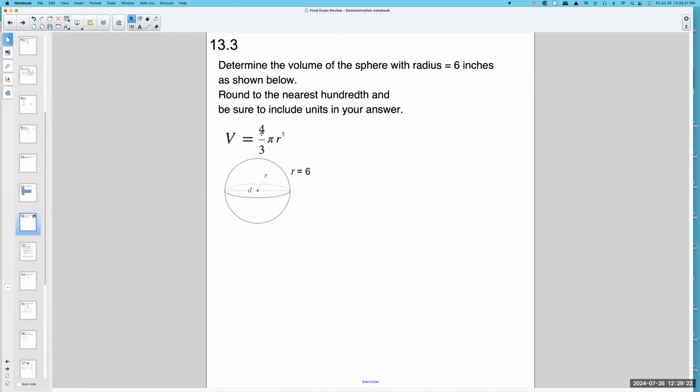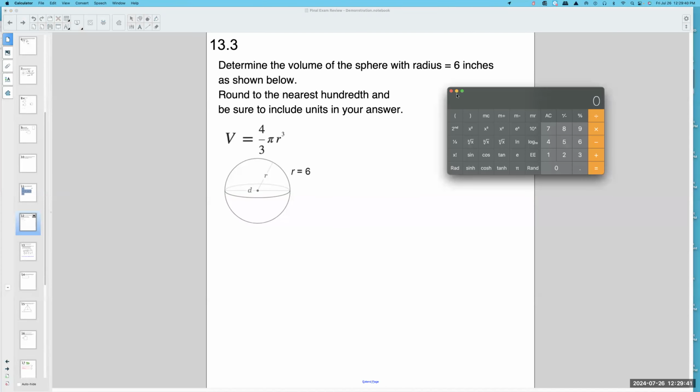13.3. I will give you the formula for the volume of a sphere. Be very careful. If I give you the diameter, you would have to divide it by 2 to get the radius. In this particular case, I give you the radius. Now, I'm not going to be picky on how you do this, but make sure you know how to put it in your calculator. I'm just going to do this the simplest way possible here. If the radius is 6, I have 4/3 times pi times the radius to the 3rd power.